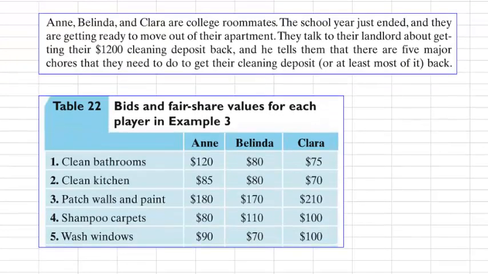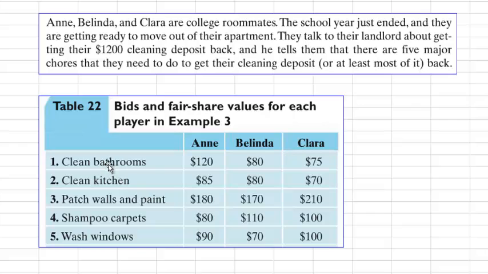Question 2. Anne, Belinda, and Clara are college roommates. The school year just ended, and they're getting ready to move out of their apartment. They talk to their landlord about getting their $1,200 cleaning deposit back. He tells them there are 5 major chores that they need to do to get their cleaning deposit, or at least most of it, back. Okay, and this table lists everything that they're told.